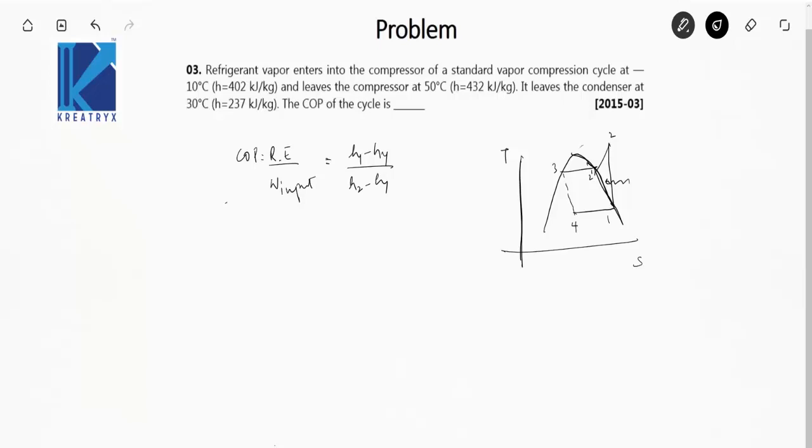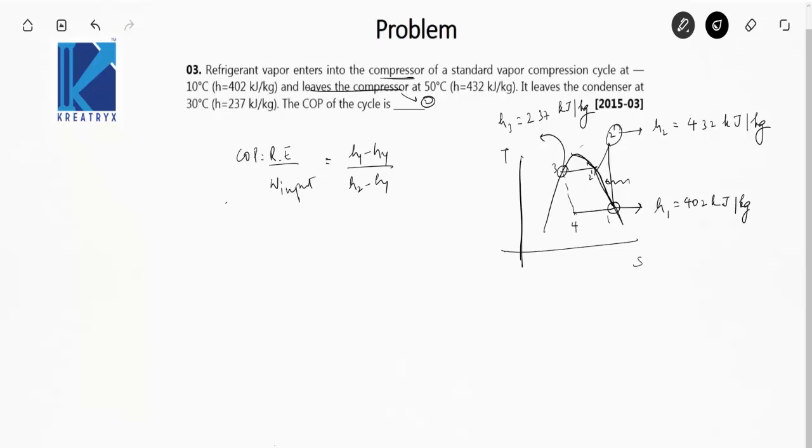Some data is given that refrigerant vapor enters into the compressor at state 1. That implies its enthalpy H1 is equal to 402 kilojoule per kilogram, and it leaves the compressor at state 2, whose enthalpy is given as H2 is equal to 432 kilojoule per kilogram. It leaves the condenser at state 3, and its enthalpy H3 is equal to 237 kilojoule per kilogram.